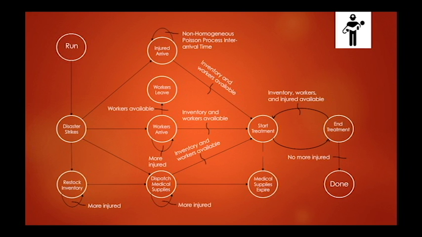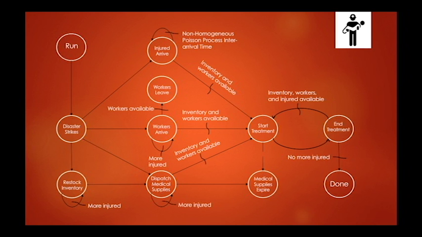Not pictured here is a hidden node that allows us to model the arrival of injured people using a non-homogeneous Poisson process. The injured arrive, workers arrive, and dispatch medicine events trigger the start treatment event, provided that there is medicine available on-site and there are workers available to administer the treatment. Additionally, the worker arrive event schedules a worker leave event as workers end their work shifts.